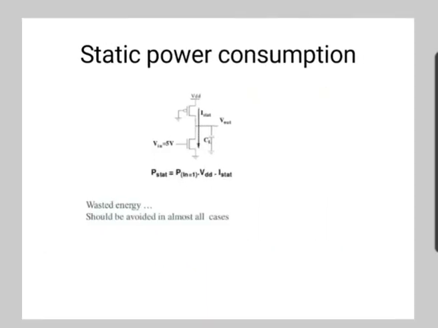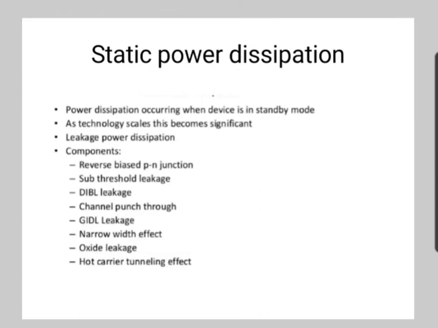Here a diagram for the static power dissipation is shown. Static power dissipation is the power dissipation occurring when the device is in the standby mode. As the technology scales, this becomes significant. Leakage power dissipation components are given here: reverse bias PN junction, sub-threshold leakage, GIDL leakage, channel punch through, narrow width effect, oxide leakage, and hot carrier tunneling effect.